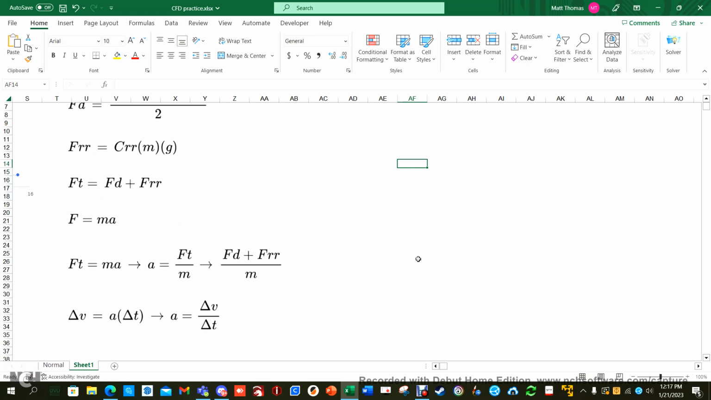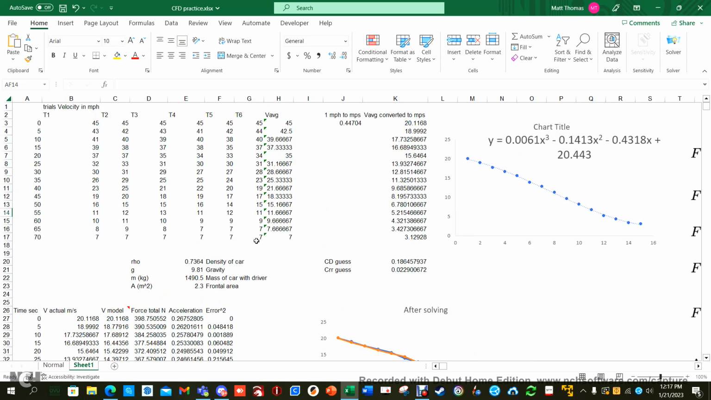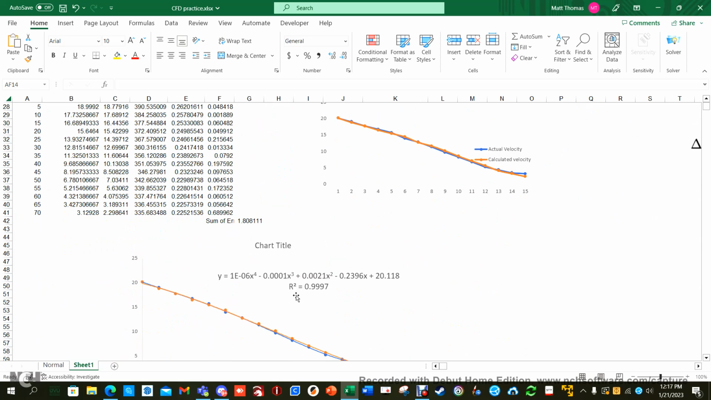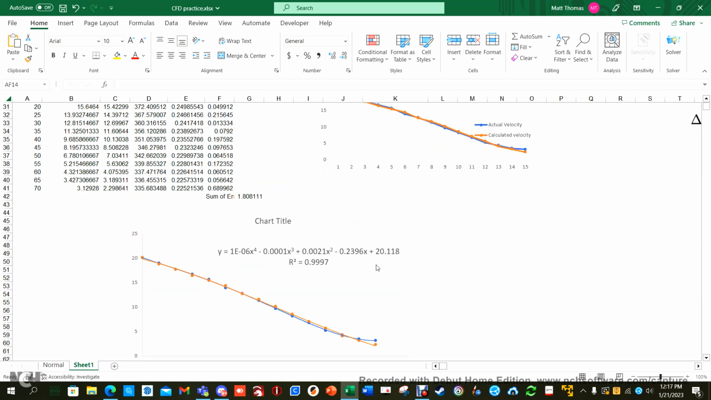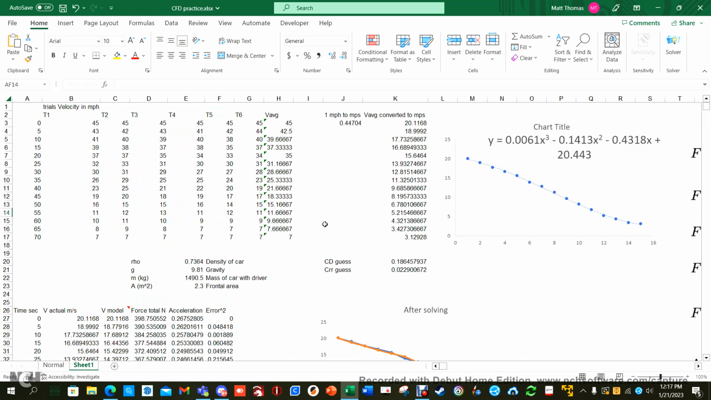Okay, so what we actually did, let's start way at the beginning. You're going to get some spoilers here, seeing some of the graphs of what we're trying to do. Do I have a before solving? I don't. I might have to change some values.